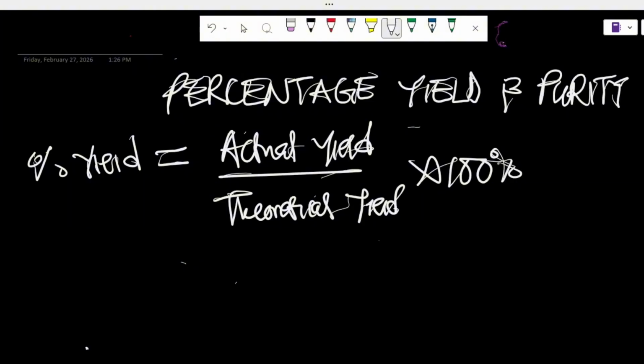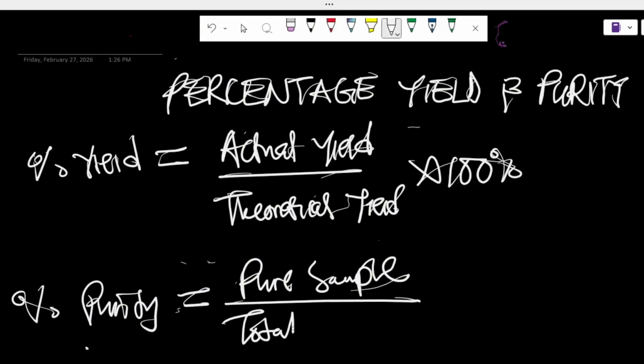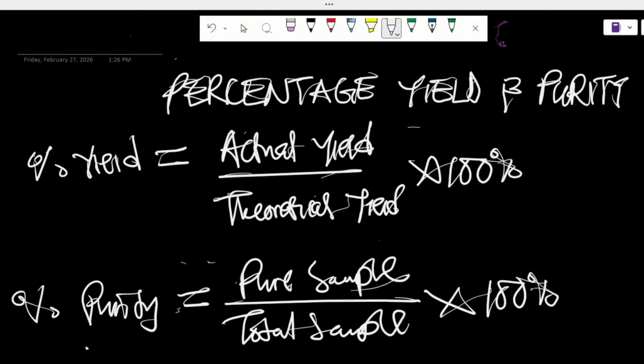And the percentage purity is actually almost the same as this. What it means is this is talking about purity. So this is percentage purity. It's going to be the amount of the pure sample that you have over the total sample, and then you multiply that by 100%. So these are important formulas that you need to be familiar with when you're dealing with the percentage yield and the percentage purity.